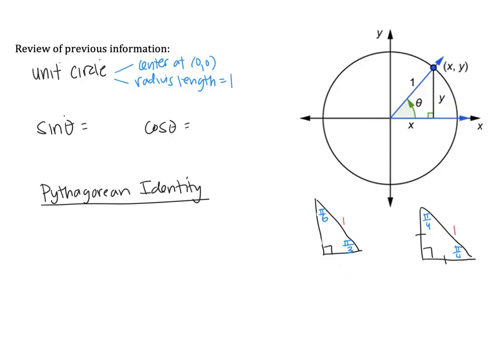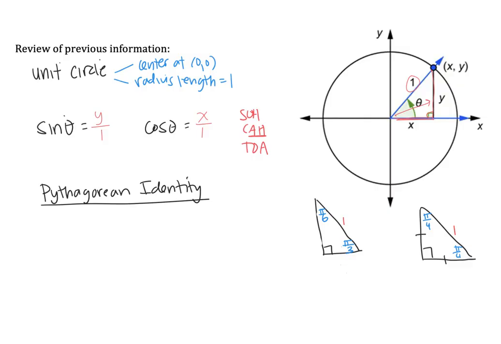Now, in order to calculate the value of x and y, well, if you have a right triangle, you know SOHCAHTOA, right? So sine is equal to opposite over hypotenuse. Well, my opposite is y, my hypotenuse is 1. So in other words, sine is just equal to y. Cosine is equal to adjacent over hypotenuse, which is x over 1, or cosine is just equal to x.